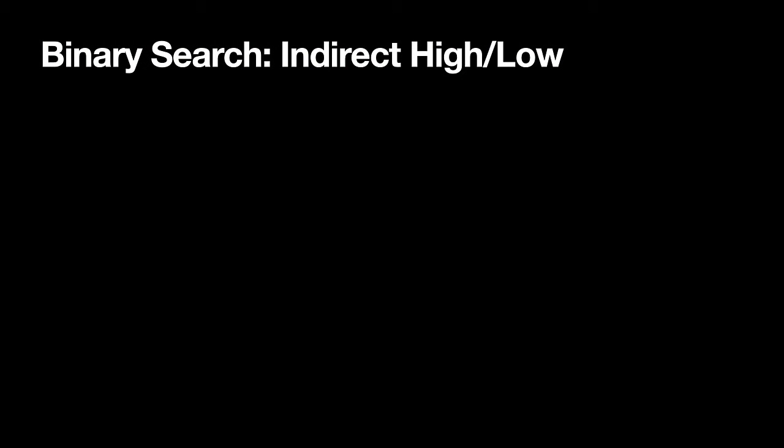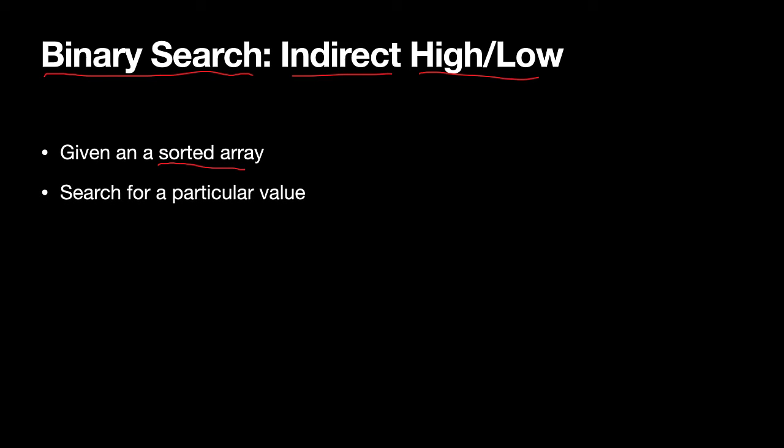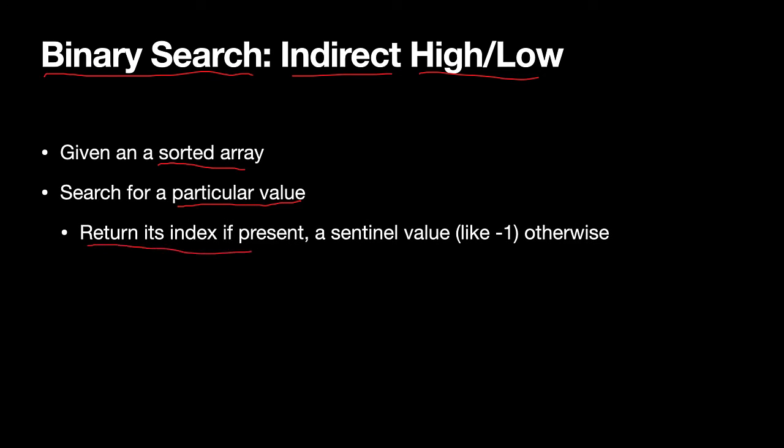Okay, now let's talk about the concept of binary search, which is really just an indirect version of the high-low game. So binary search works on a sorted array. So you've got an array that's already sorted by its values. It's important that it be an array and that it have the random access property. The goal is to search and see if a particular value is in the array. If the value is in the array, you return its index. And if it's not in the array, you return a sentinel value.